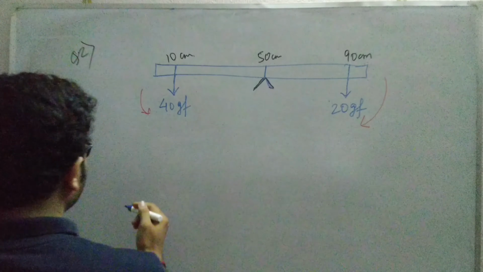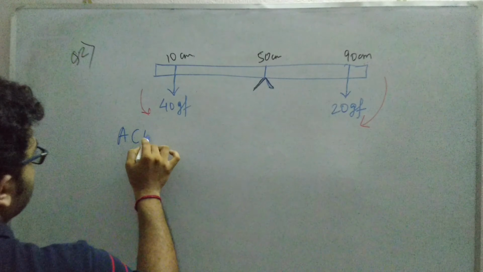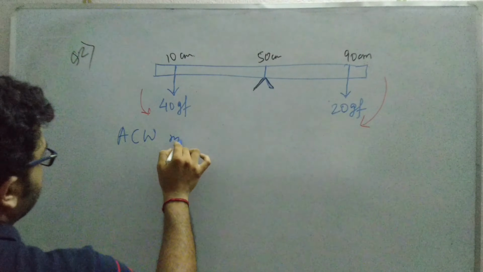So let us first calculate the total anti-clockwise moment due to 40 gf. It turns out to be like this: 40 into, what is this distance? This distance is 50 minus 10. So it will be 40 into (50 minus 10), so 40 into 40 turns out to be 1600 gf centimeter. And the clockwise moment due to the 20 gf.